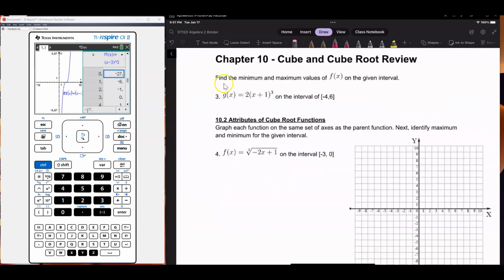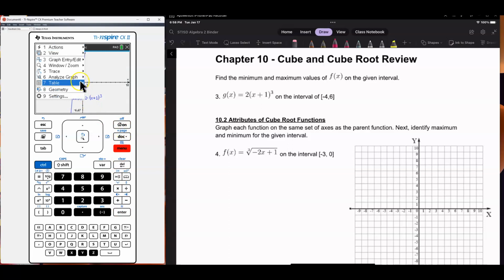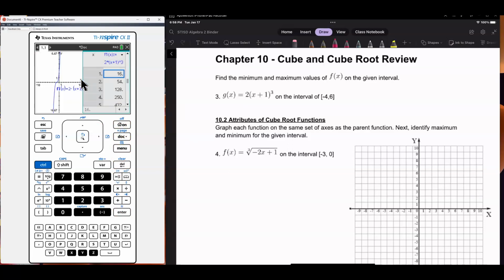For number 3, it's asking to find the minimum and maximum value of this function over this interval. So what I'm going to do is go to the graph, and I'm going to type in 2 parentheses x plus 1, and then I'm going to raise it to the third power, press enter, and then go to the table, menu, table, split screen, and my interval is from -4 to 6. So in this case, it's probably good to have a horizontal table.